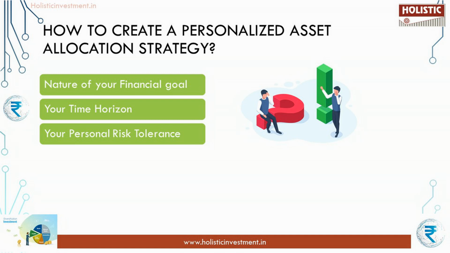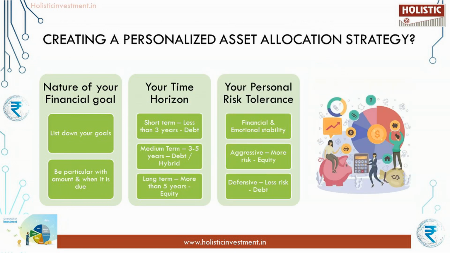There are multiple criteria to be considered while choosing your asset allocation ratio. An asset allocation strategy must be created on the basis of the investor's individual goal, risk tolerance, ability, and emotional stability. To create the strategy that works for you, you need a better understanding of yourself. A sensible guideline to create a personalized asset allocation strategy involves focusing on 3 major factors. Number 1, your financial goal. Number 2, your time horizon. Number 3, your personal risk tolerance.